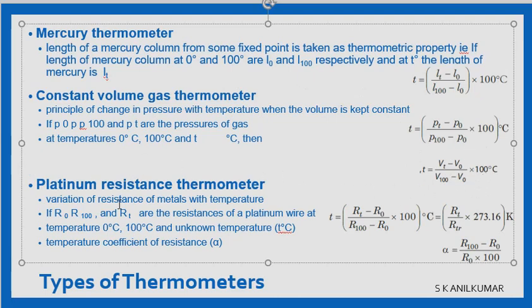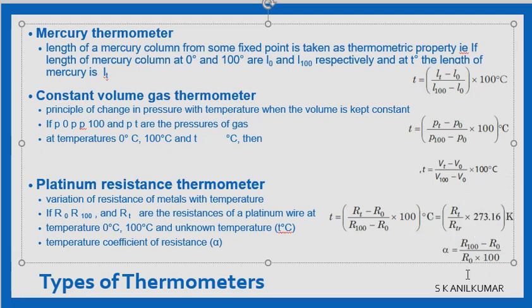Another thermometer is the platinum resistance thermometer. Here the resistance of the metal with temperature is used. R0 is the resistance at 0, R100 resistance at 100, RT resistance at T, and then T equals RT minus R0 by R100 minus R0 into 100. If you see, all the formulas are the same: LT minus L0, PT minus P0, VT minus V0, RT minus R0, it is the same. At 0 degree centigrade, this will become RT by R0 into 273. It will become 273 Kelvin.